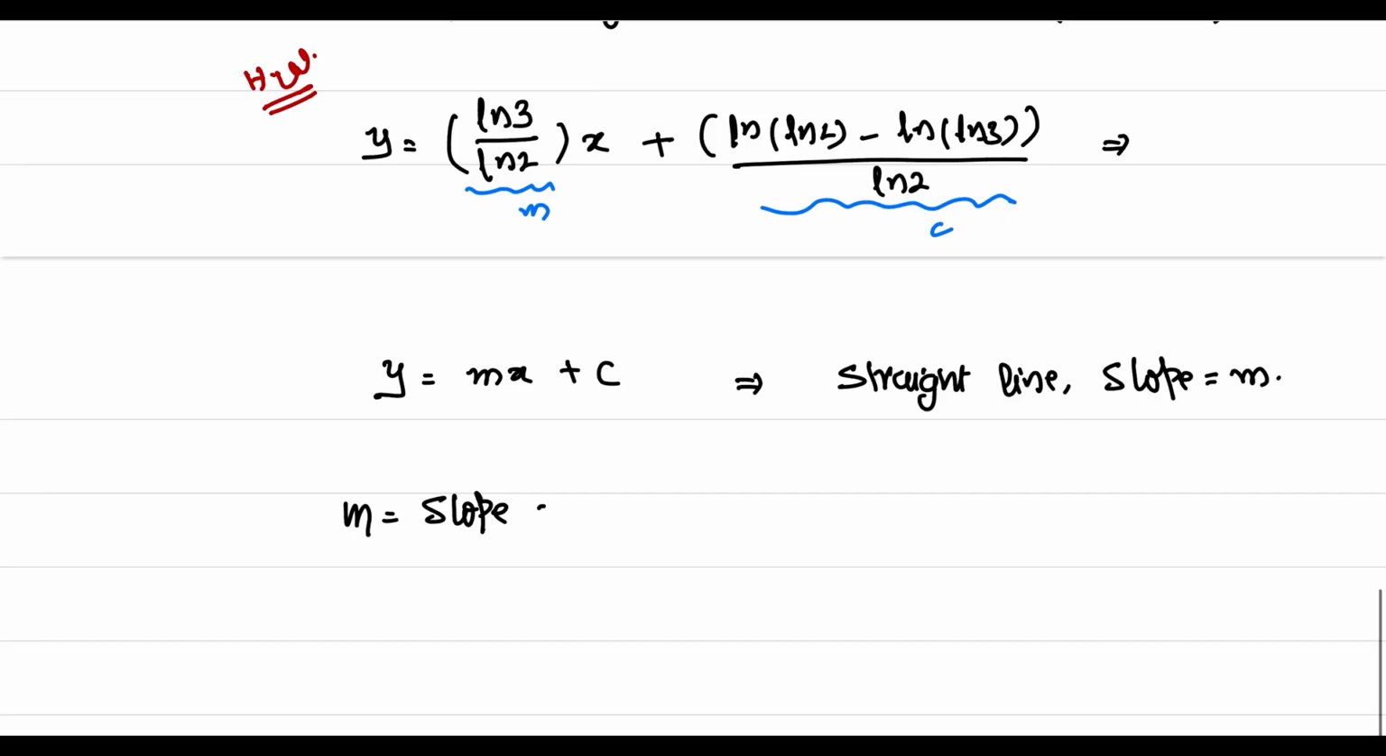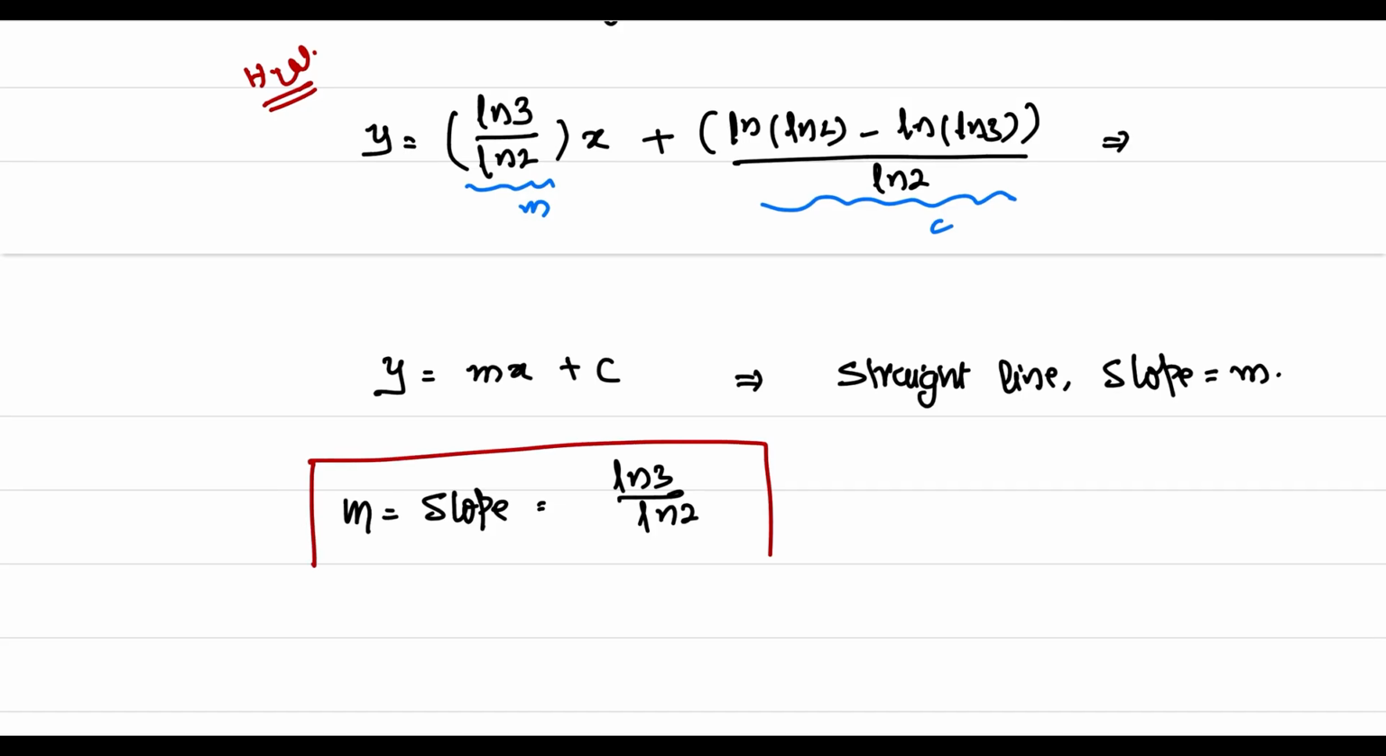Here what is the value of m? Slope is equal to ln 3 by ln 2. Even though initially the equation looked like an exponential equation, ultimately after simplification it turned out to be a linear equation with a slope of ln 3 by ln 2. That is the slope of that equation. And because ln 3 and ln 2 are real values, the slope is constant. m is equal to constant. Hence it is called a straight line. At any point on the straight line, the slope is constant.